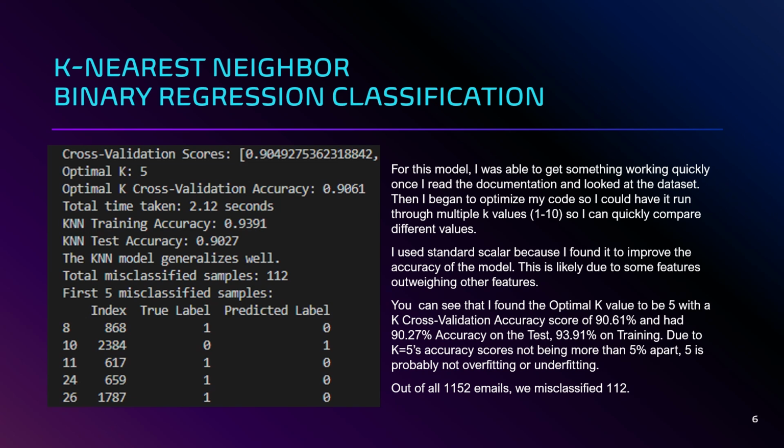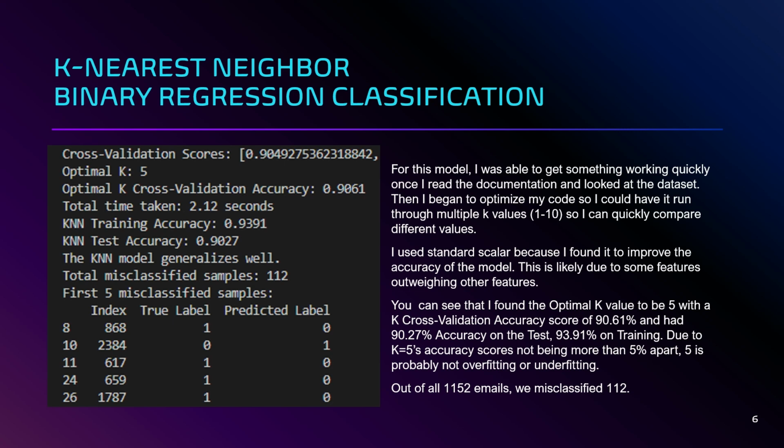So for the k nearest neighbor, I was able to get something working pretty fast. I read some documentation and looked at the data set. There was a README. It was pretty important just to be able to figure out which was actually the target and the features. But then I began to optimize my code so I could have it basically run through multiple k values for me and find the best answer, so I don't have to constantly change stuff.